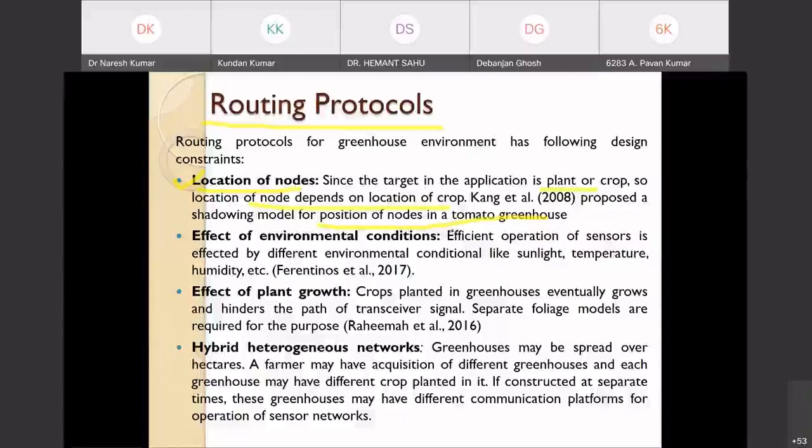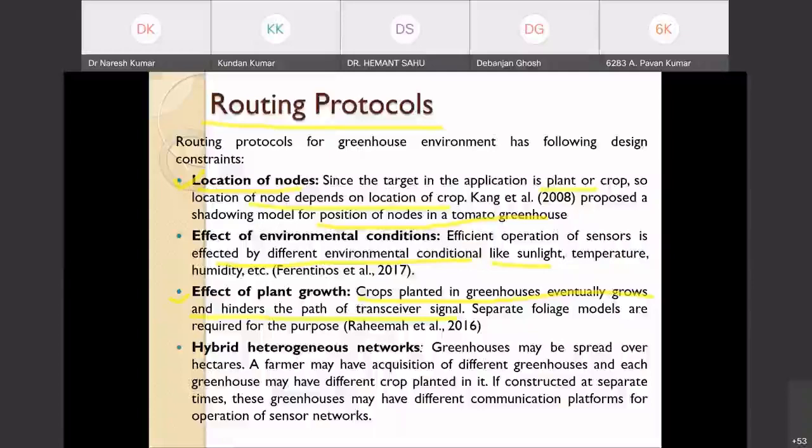Another is the effect of environmental conditions. The efficient operation of sensors is affected by different environmental conditions, like sunlight, temperature, humidity, etc. Then the effect of plant growth. The crops planted in the greenhouses eventually grow and hinder the path of the transceiver signal. That is the most important part, which was ignored earlier by many researchers: they were initially installing the sensor and thereafter not changing the position. Since plant growth affects the transceiver signal, it is necessary to look into that aspect as well. We need to change the position of the sensor, or change the path of the signal to be transmitted. So separate foliage models are required for this purpose.